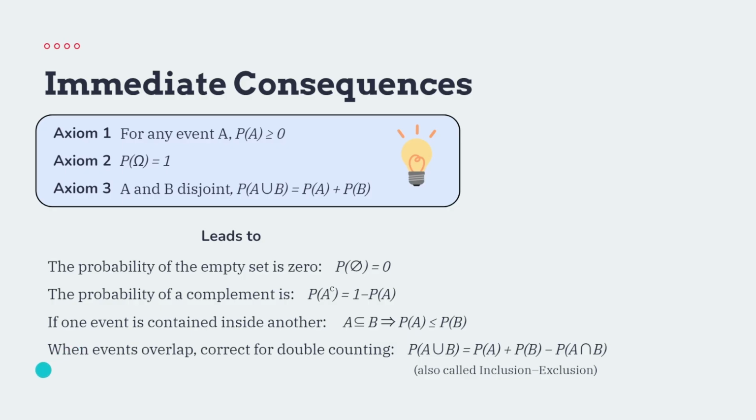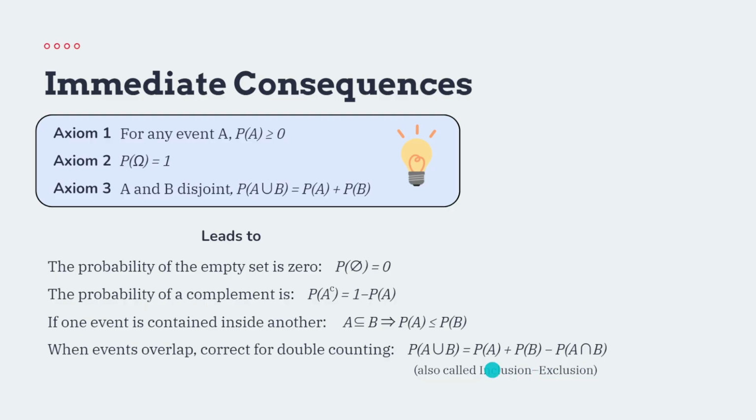And to the last one, when events overlap, we should correct for double counting. In this case, when A and B overlap, then the probability of A union B equals probability of A plus probability of B. This is from the third axiom. But since we have to correct, we should subtract that by the probability of A intersect B. Subtracting by this amount ensures that we do not double count.